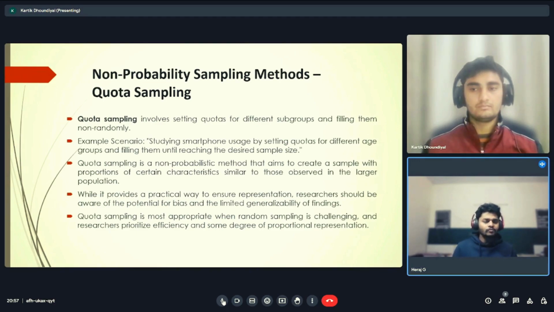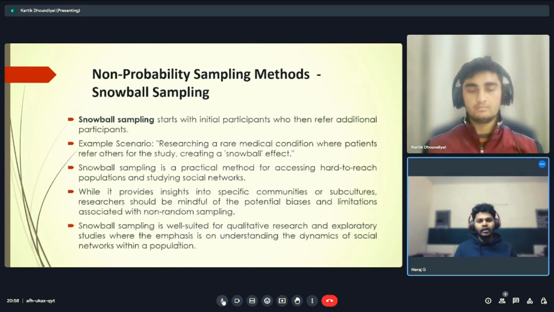Quota sampling is a non-probabilistic method that aims to create a sample with proportions of certain characteristics similar to those observed in the larger population. While it provides a practical way to ensure representation, the same limitations also apply to quota sampling. Quota sampling is most appropriate when random sampling is challenging and researchers prioritize efficiency and some degree of proportional representation. And lastly, we have snowball sampling.